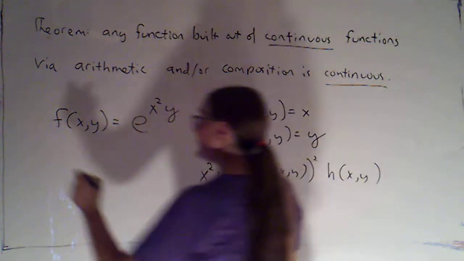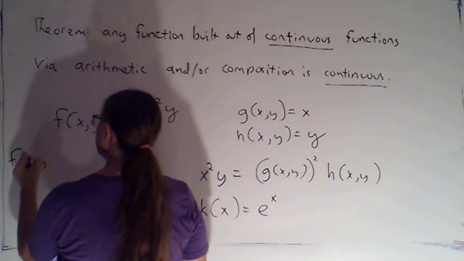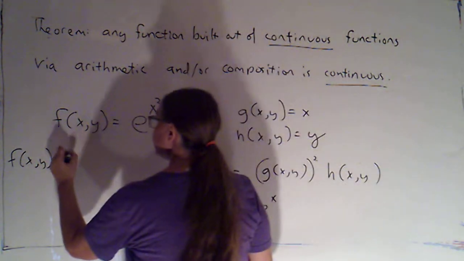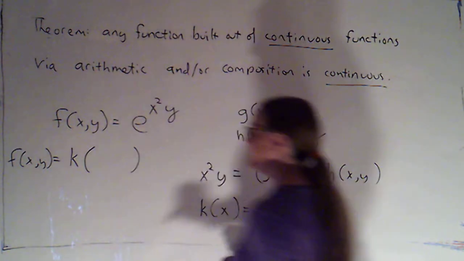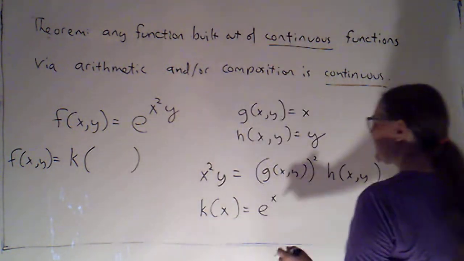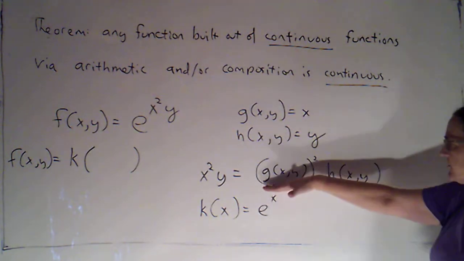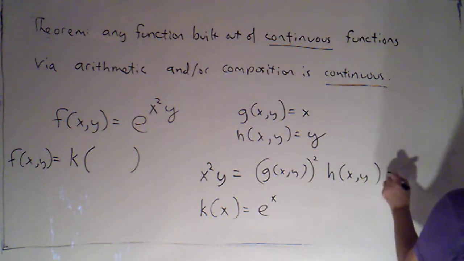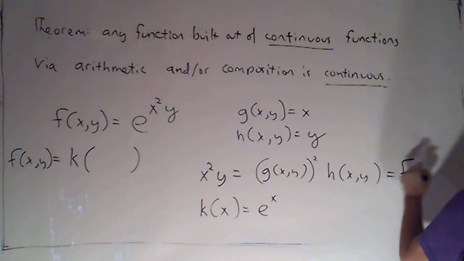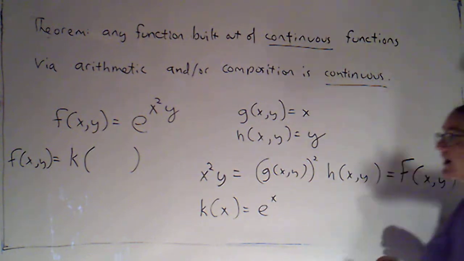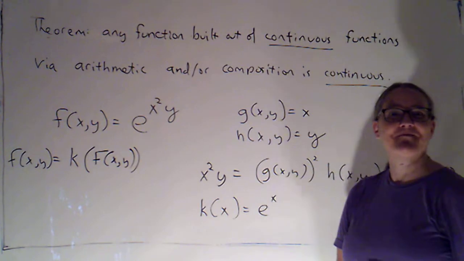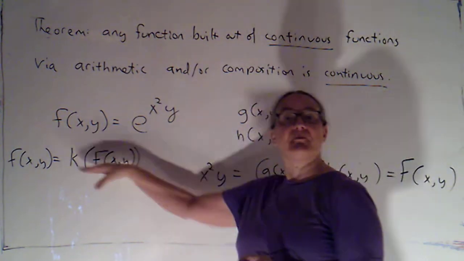But I can say that f of xy is a composition. It's just k composed with x squared y. Let me actually just give that a name. I know that was g squared times h. Let's call it capital F of xy. So this is just k of capital F of xy. So there I built it out of composition.